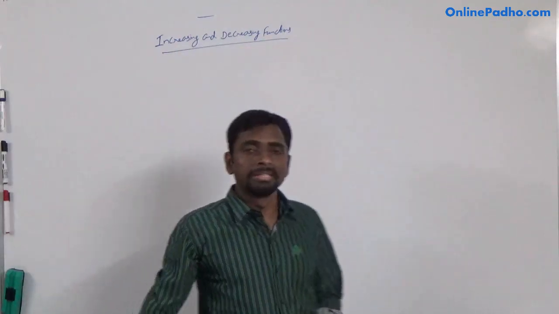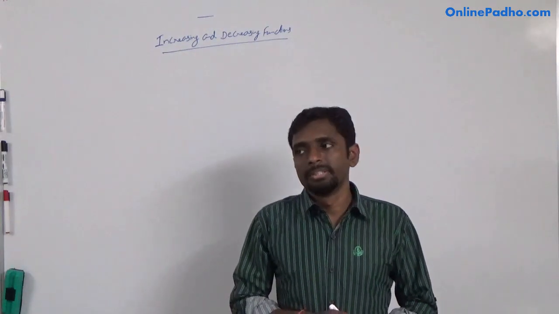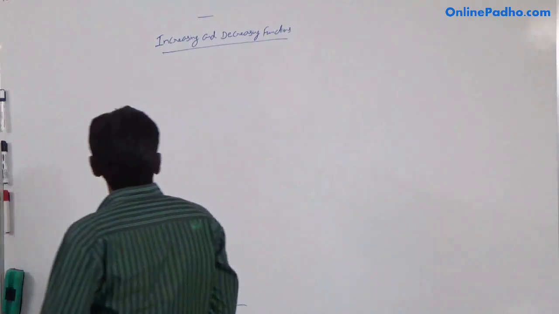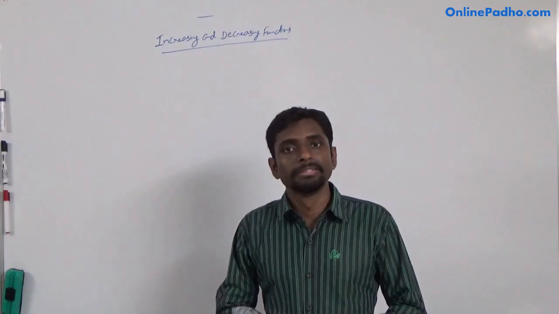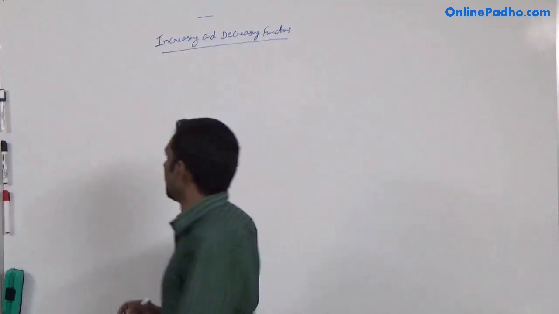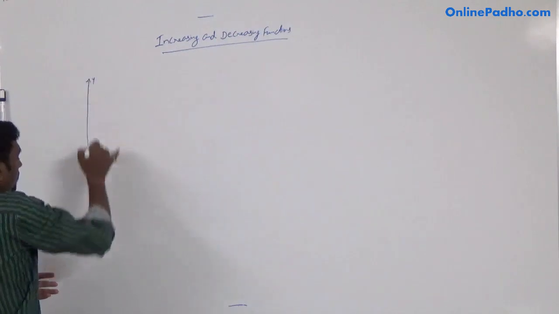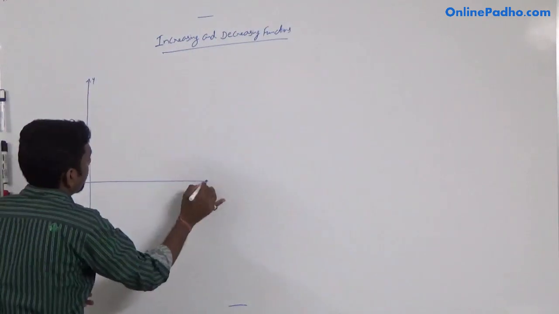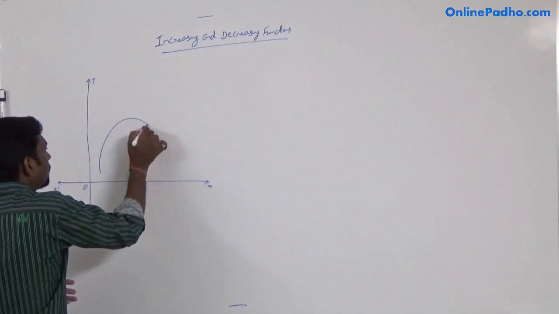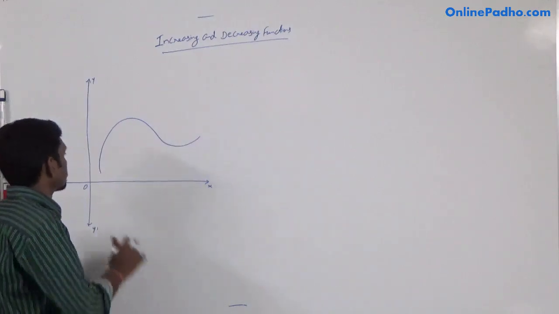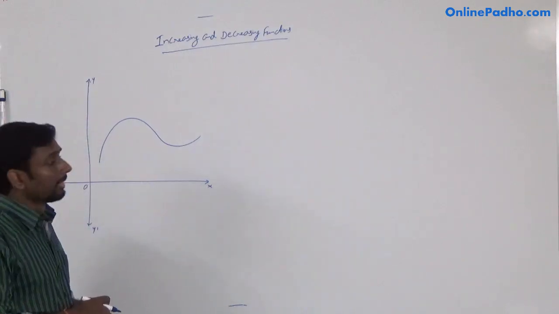Application of derivatives is very simple. You should learn according to the graph. If you know the graph of a function, you can find whether that function is increasing or decreasing. For example, let's learn this concept with a normal graph. Let us see, we have a graph of this, and we have to find whether this function is increasing or decreasing.